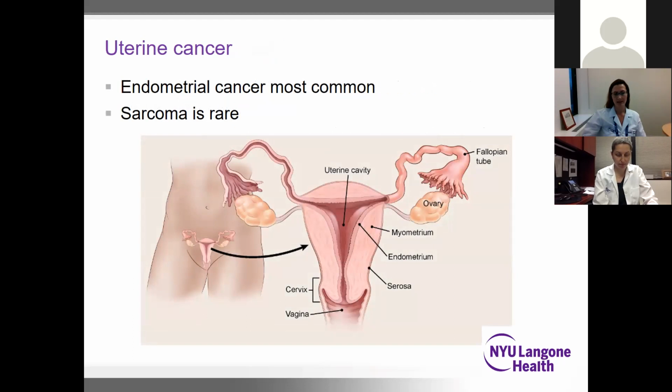And then just to highlight, there are different subtypes of uterine cancer. The most common type is the one that develops in the lining of the uterus here. And then sarcomas are rare, but those develop more in the body of the uterus, and these are treated somewhat differently.